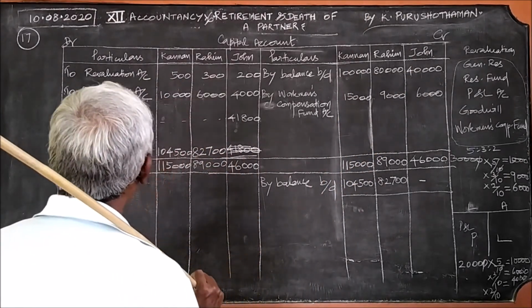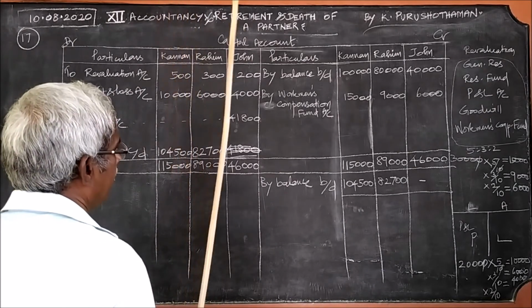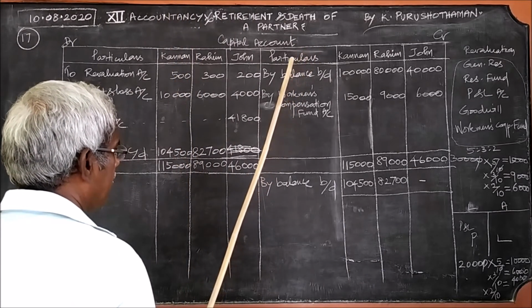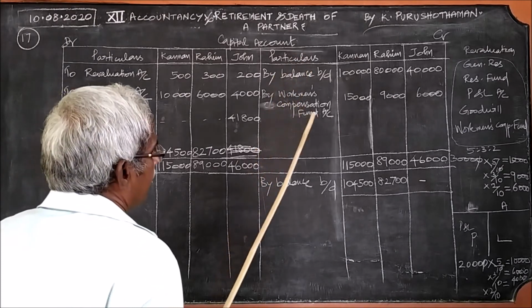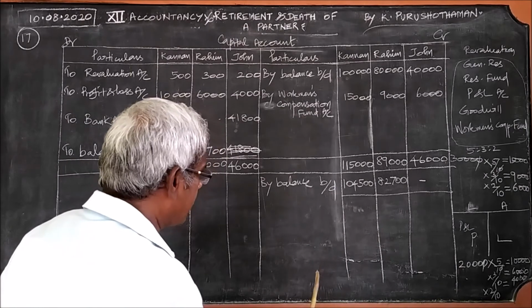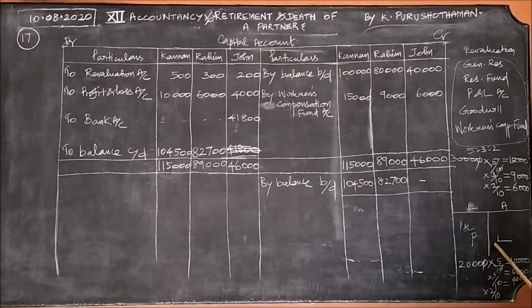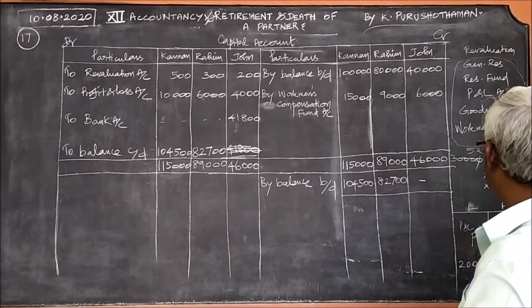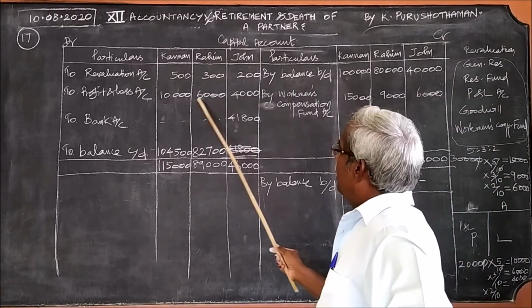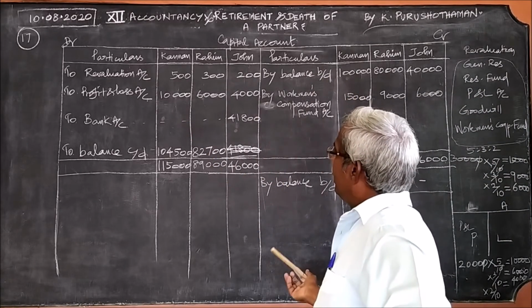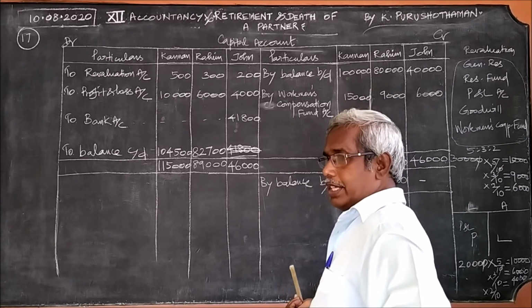And the next important idea: if the profit and loss account appears on the liability side, it is a profit. If the profit and loss account appears on the asset side, it is a loss. So by having this in mind, you must be very careful in selecting the items. So I have written here, profit and loss account divided and written here.